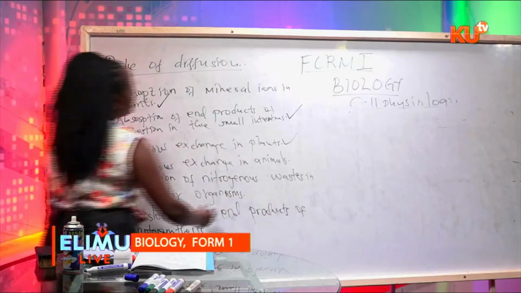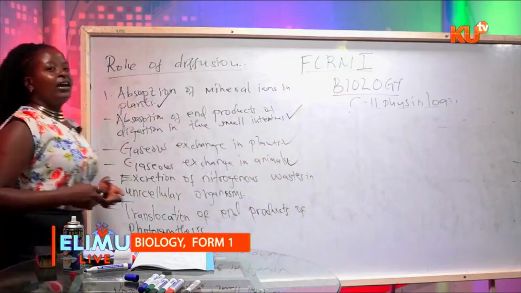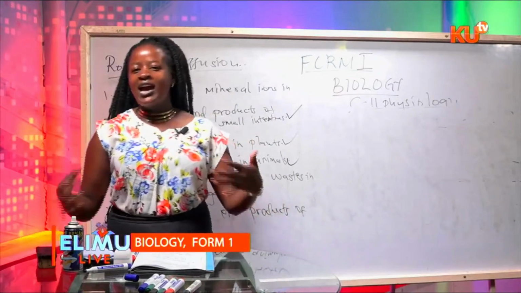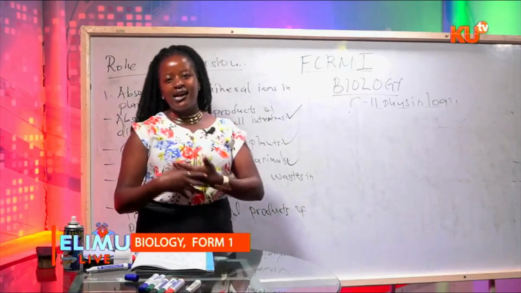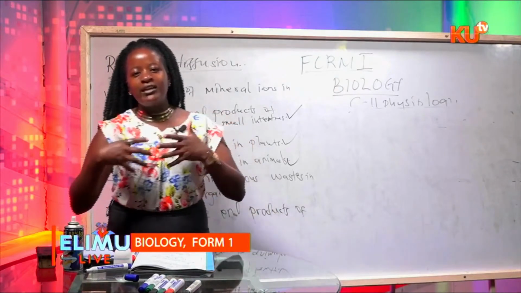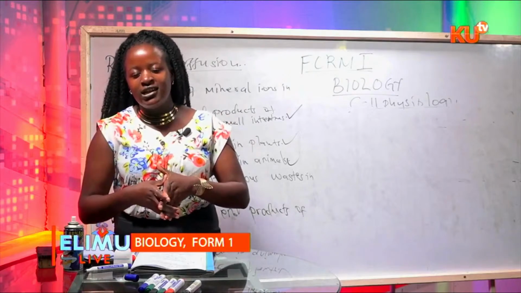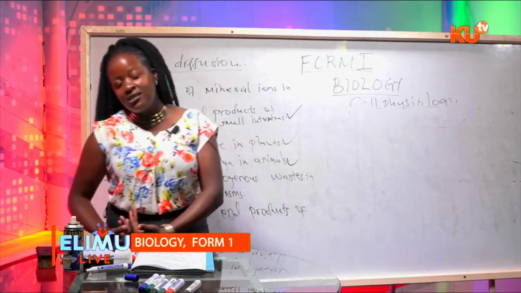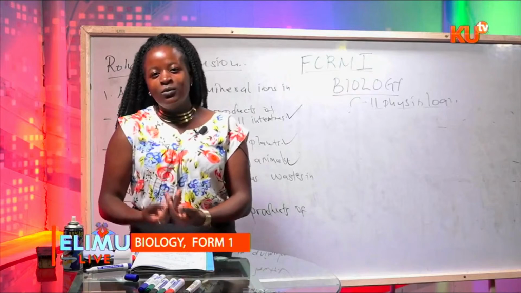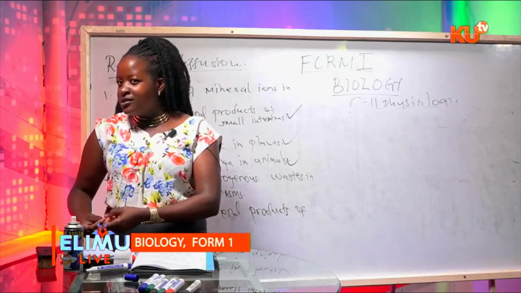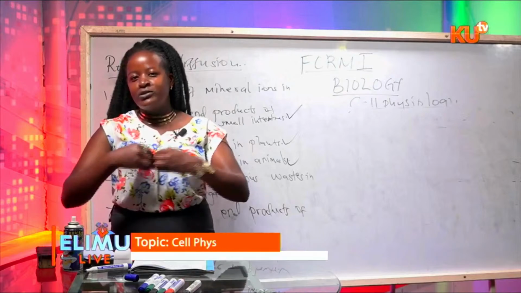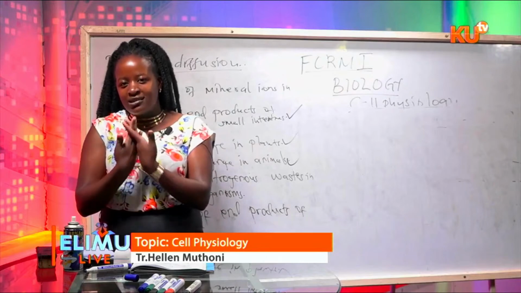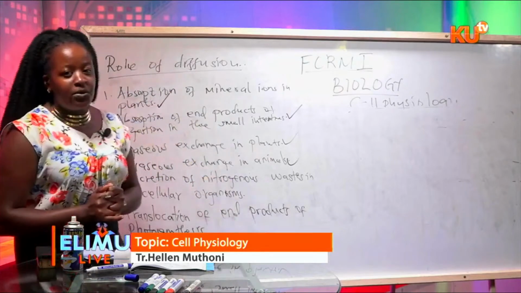Next, we have gaseous exchange in animals. Let us be specific on human beings. Gaseous exchange takes place in the air sacs. So when you breathe in, that air is rich in oxygen. So oxygen will diffuse from the air sacs into the bloodstream, and carbon dioxide, which is a waste gas, will diffuse from the bloodstream into the air sacs, and finally you will breathe it out so that it can be excreted to the external environment.